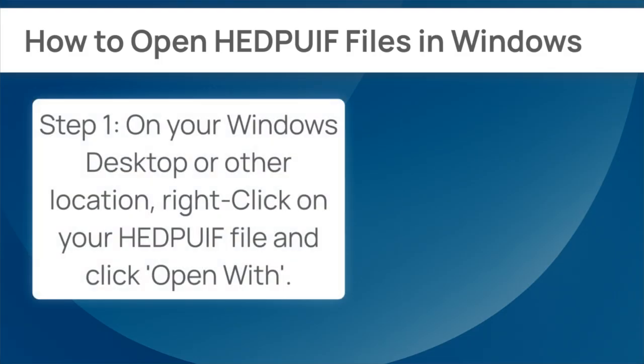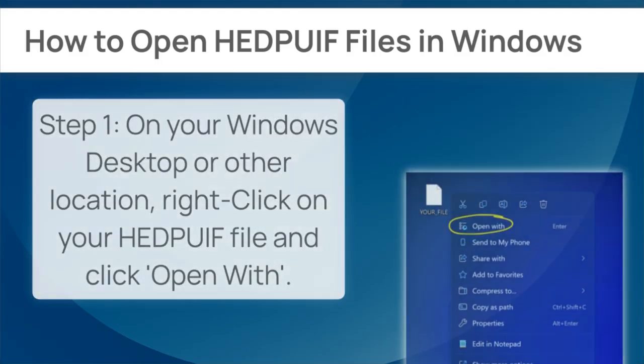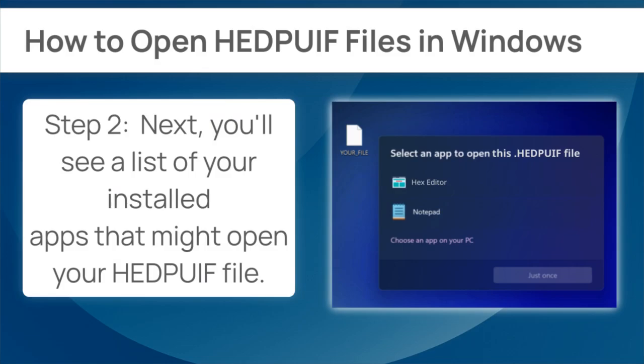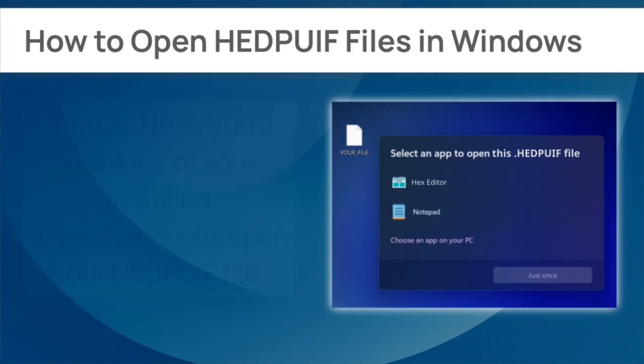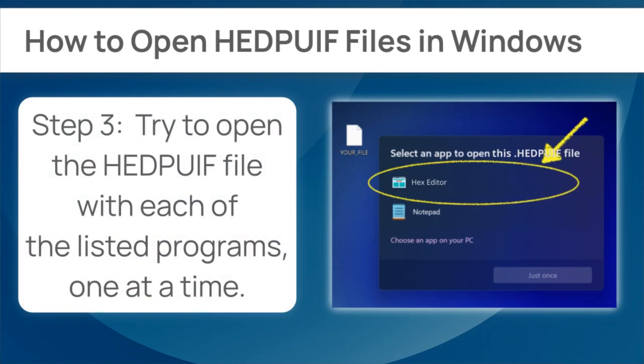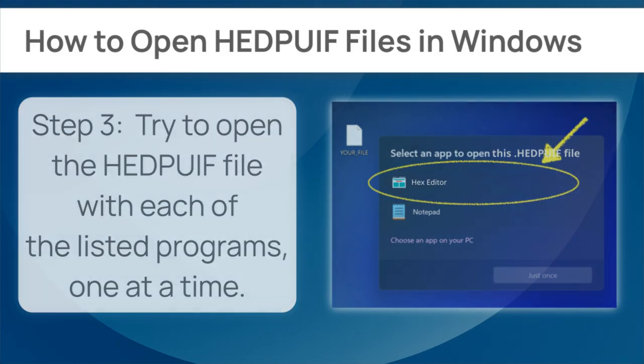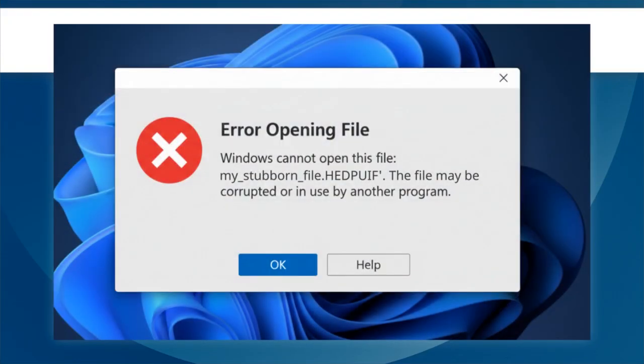To open this specific HEDPUIF file, right-click your file and select Open With. If Hex Editor is available, use that first. If it's missing, choose another program. Don't worry if it takes a few attempts to find the right software. When your HEDPUIF file does not open, it is usually a small issue.